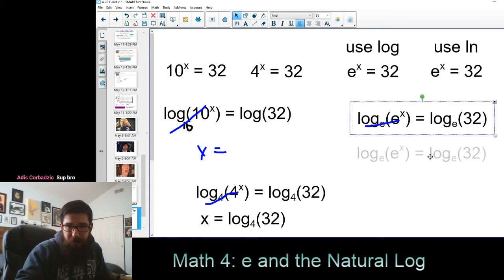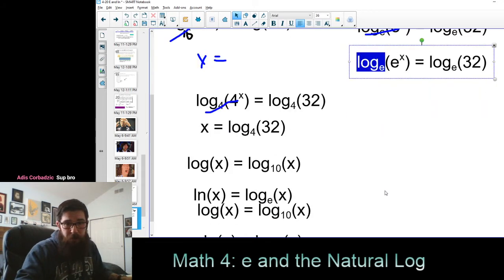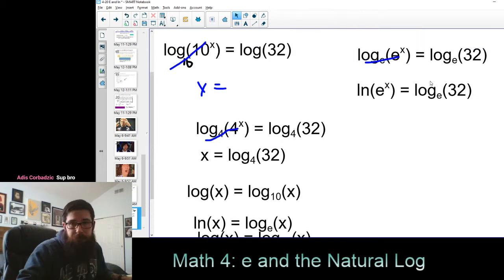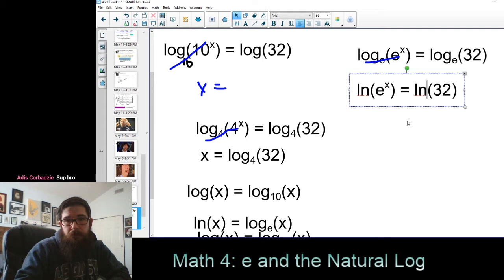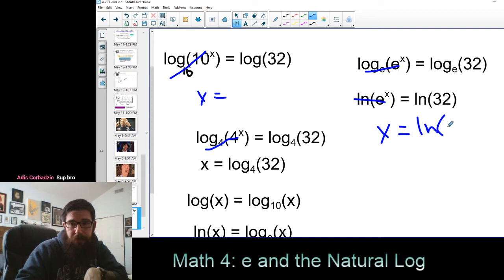No one's going to write log base e. What you're going to see instead of this, what did we say log base e was? We've got it, the natural log. If I were to do this instead, the natural log is going to undo a base e. So I'm just going to get x equals ln of 32. You'll typically hear it called ln rather than the full natural log. You might be wondering, well, how the heck do I do that?